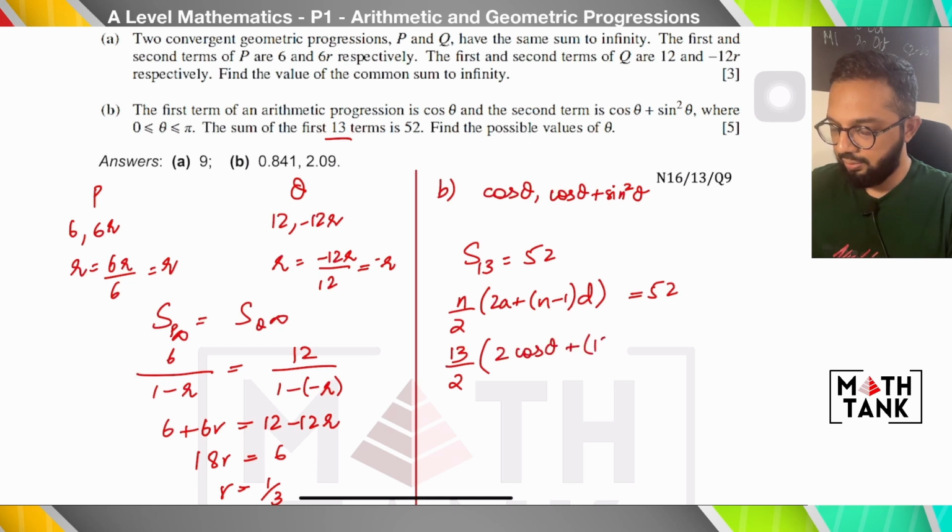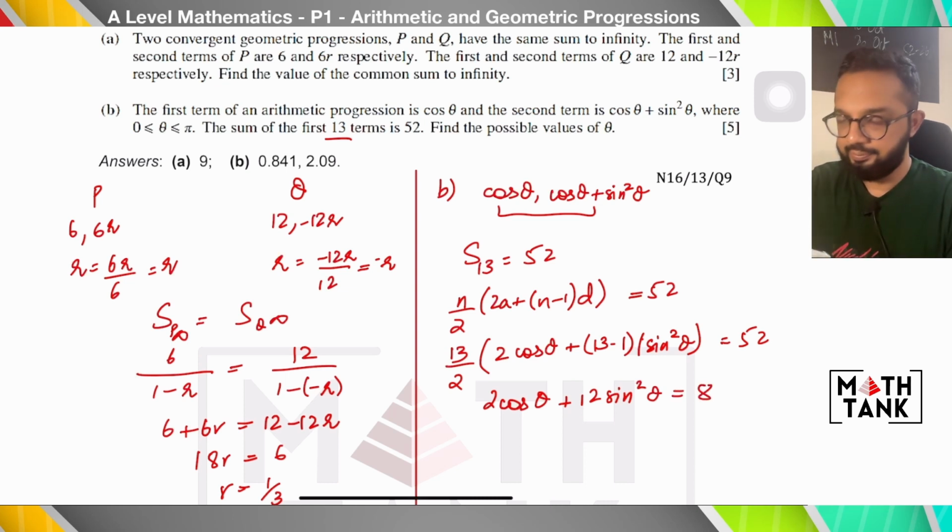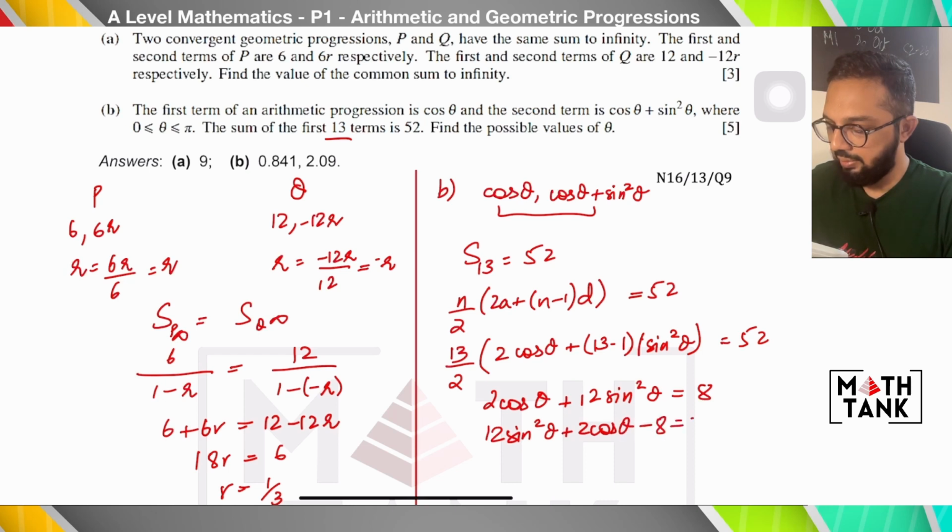Now what is d? d is the difference between these two. Now you see the difference between these two is actually sine square theta. So I'm going to write term 2 minus term 1, which is the common difference. So that comes out as sine square theta equals 52. Okay, and I get 2 cos theta plus 12 sine square theta equals 8. Yeah, I think that should be 8. Okay, so I have 12 sine square theta plus 2 cos theta minus 8 equals 0.